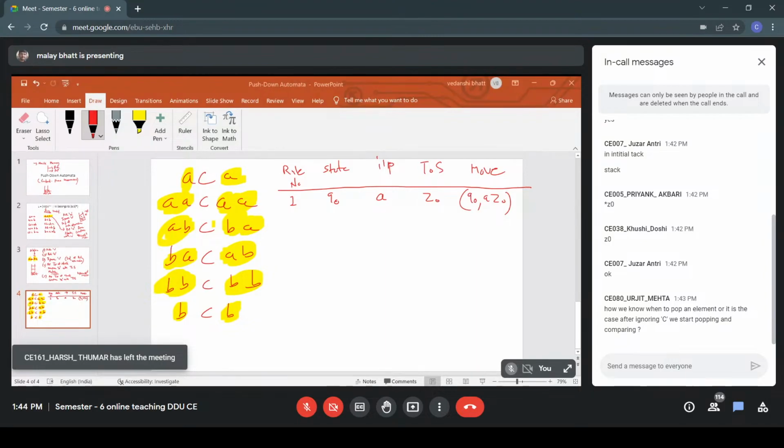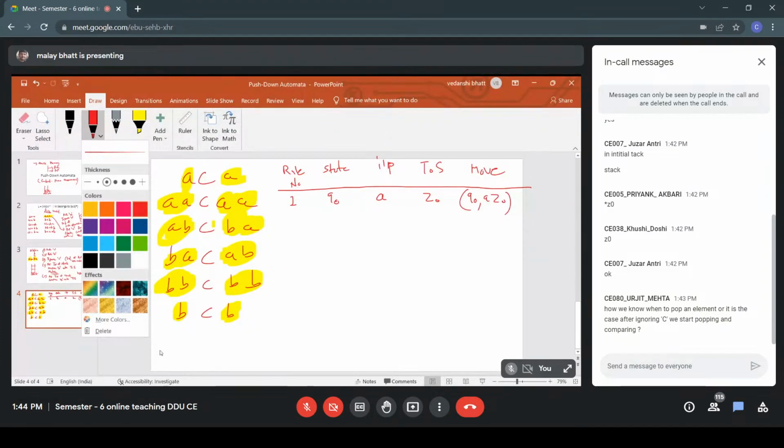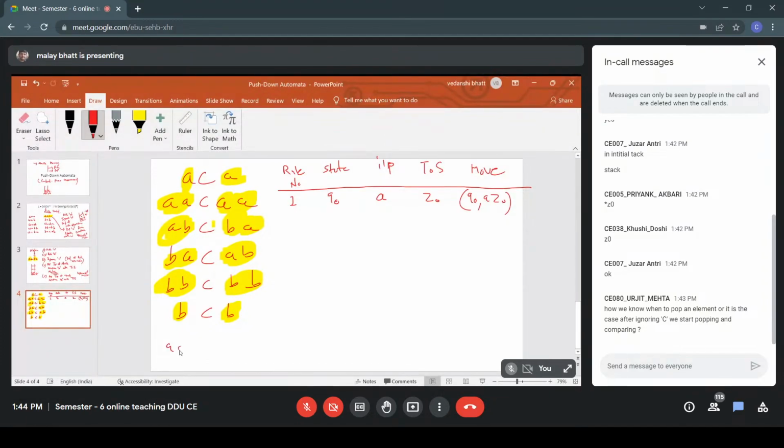Now, as you can see here, we have two possibilities. It is not necessary that it is always ACA. If it is ACA, it is true that we already have Z0 on the stack and we are pushing A.